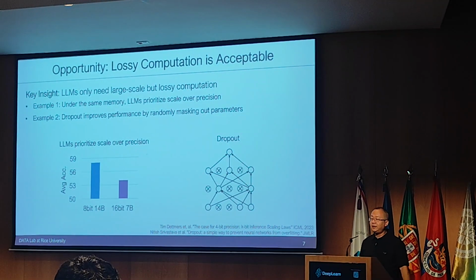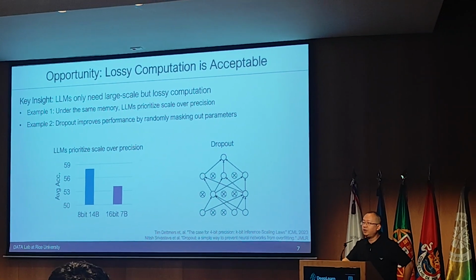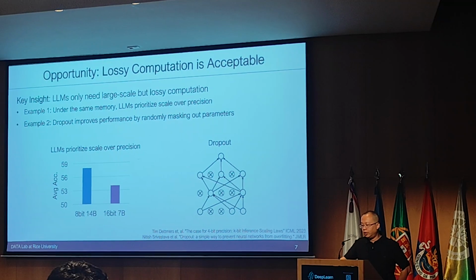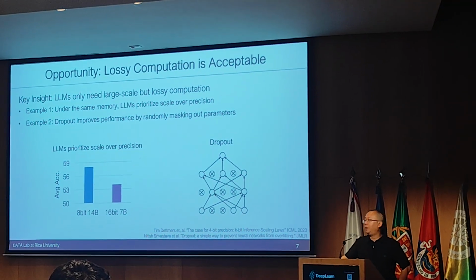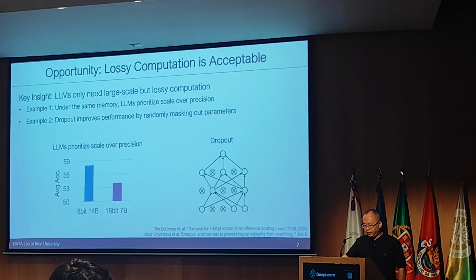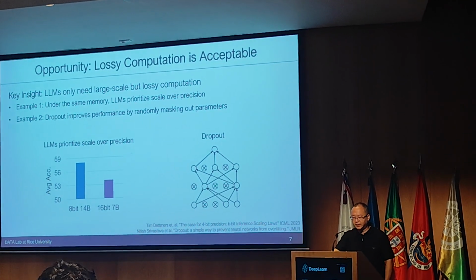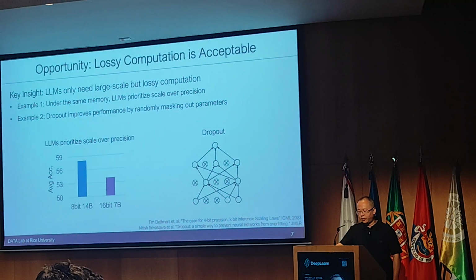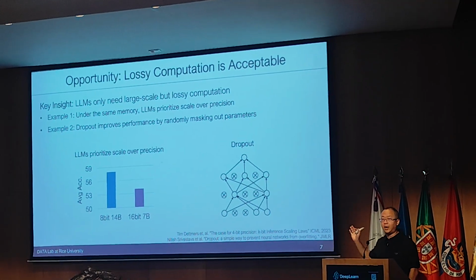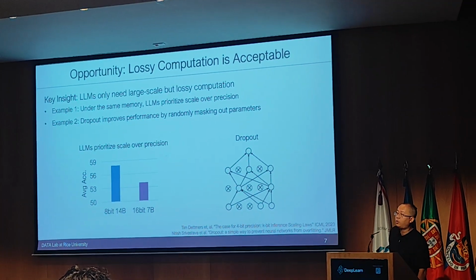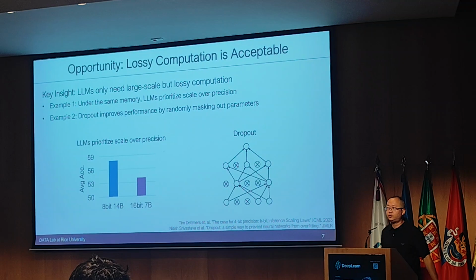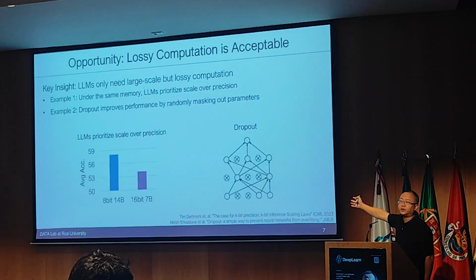And at the same time of seeing some challenges, we did observe some opportunity. It's called lossy computation, and this is probably the philosophy of designing most of the efficient algorithms. So how to understand this? The key idea is that LLMs only need a large scale but lossy computation. There are no quantitative results to demonstrate this, but I would like to show two examples in the history.